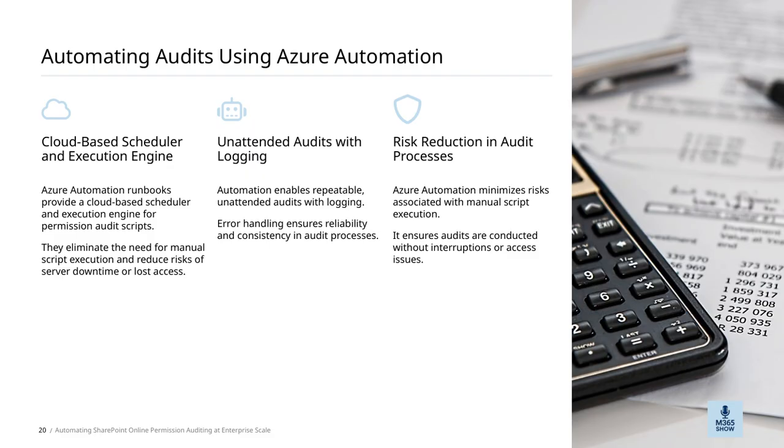Plus, because everything runs in the cloud, it minimizes the risk of server downtime or losing access to critical systems during audits. Overall, by leveraging Azure Automation, we're making our permission auditing process more efficient, reliable, and secure. Key benefits that align perfectly with our overall goal of effective and scalable permission management in SharePoint Online.